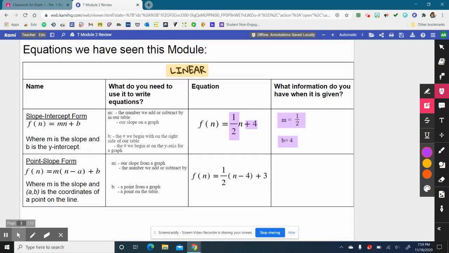All right, point slope form. So this is the one we learned most recently. This is f of n is equal to m times n minus a plus b, where m is the slope and a, b is the coordinates of a point on the line.